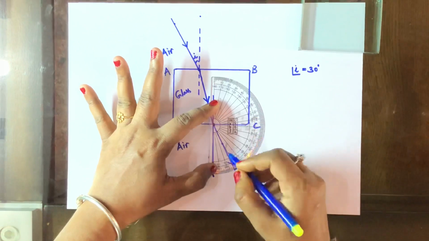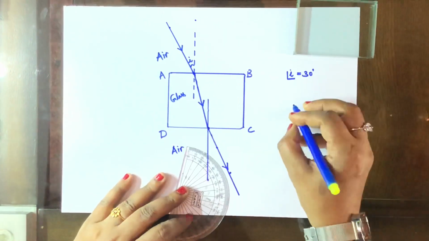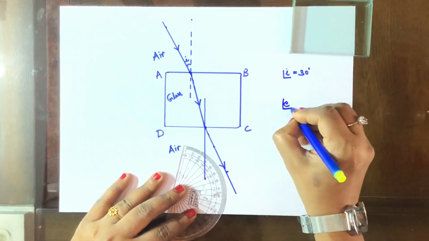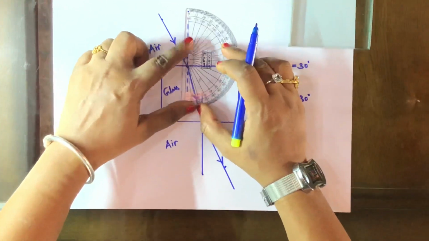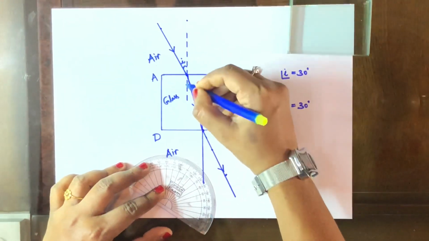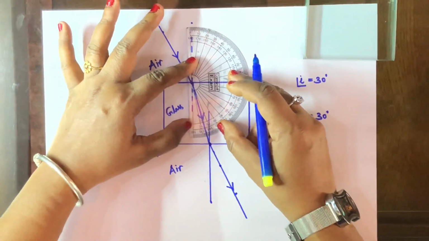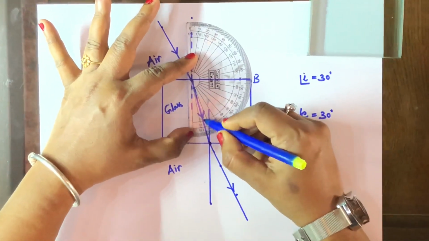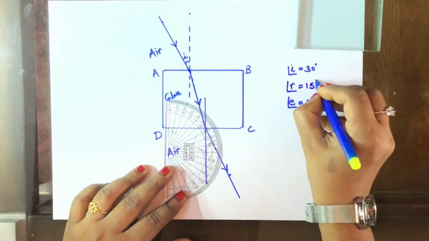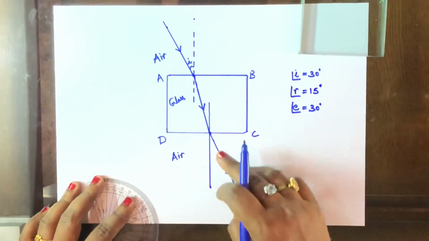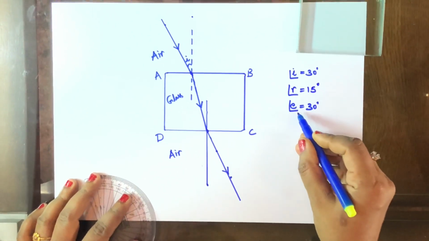Yes. So the angle of emergence is 30 degrees. Let us also measure the angle made between the normal and the refracted ray. So that is the angle of refraction. So here we can very clearly see that the angle of refraction is 15 degrees. So that is how we have measured the angle of incidence, angle of refraction and angle of emergence.